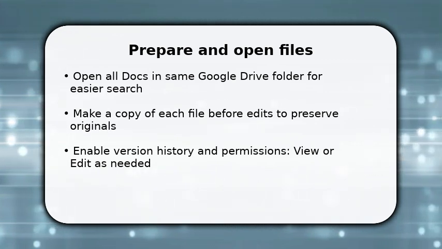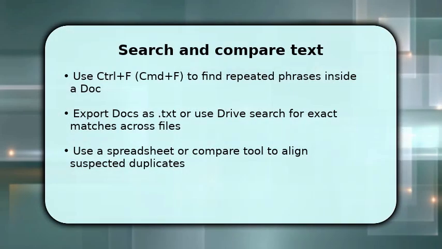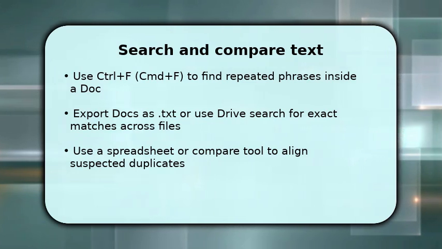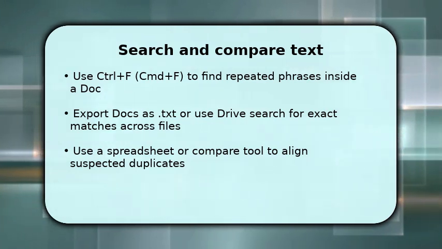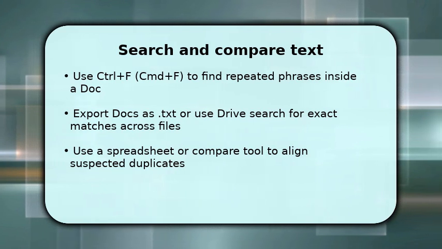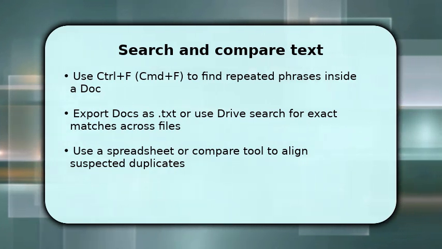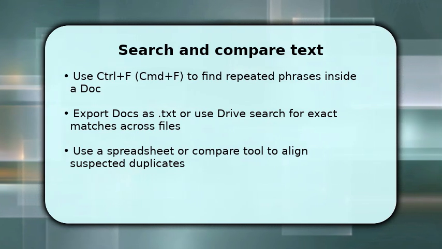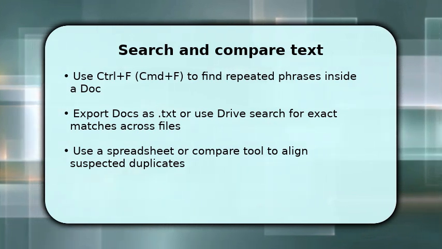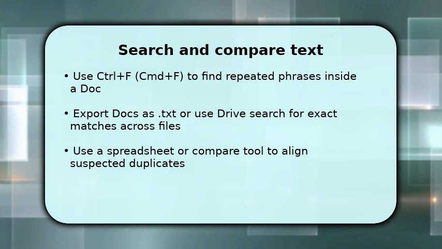Next, target the actual duplicate content. Inside a document, use Ctrl+F or CMD+F to locate repeated headings, paragraphs, or phrases. For cross-file checks, export files to plain text or use Drive Search with exact match quotes to list candidates.